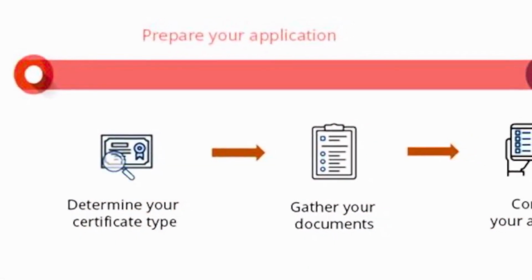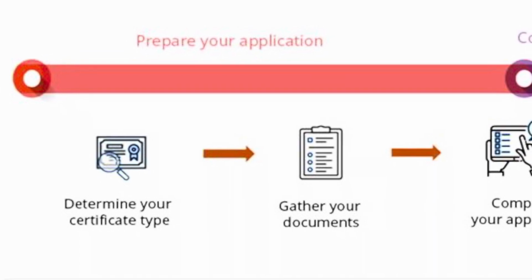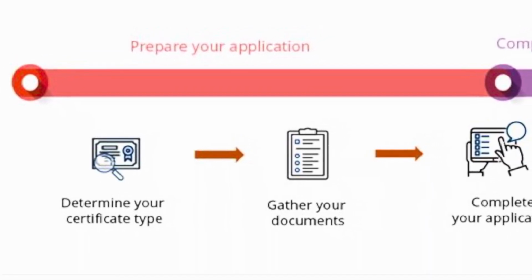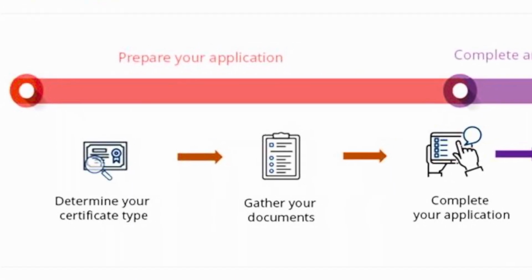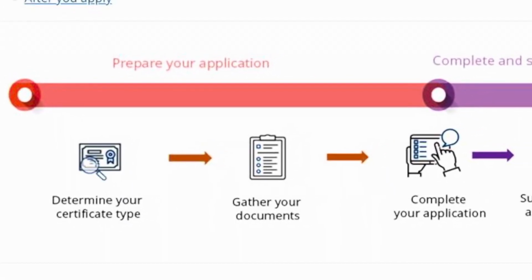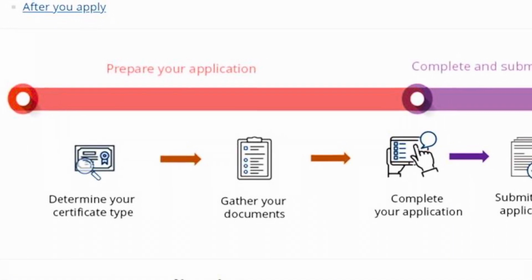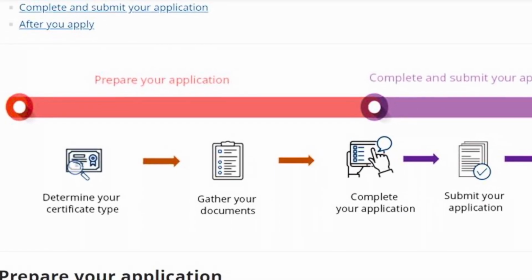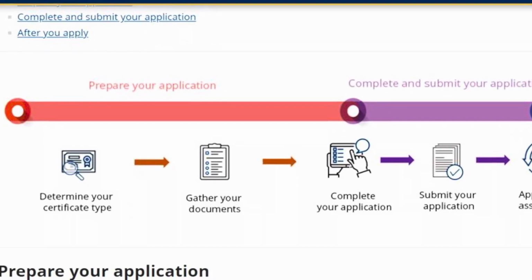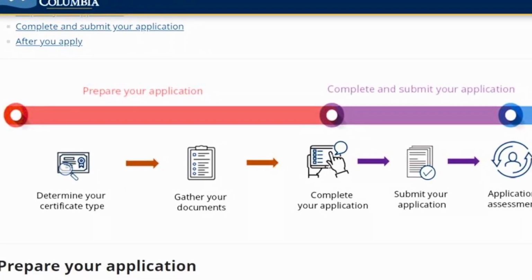So the process is clearly explained here. You need to determine your certificate type, and according to that you gather your documents. You complete your application and submit it to the ECE registry. The registry then assesses your application and a final decision is made. If you are approved, you finally get your ECEA license.